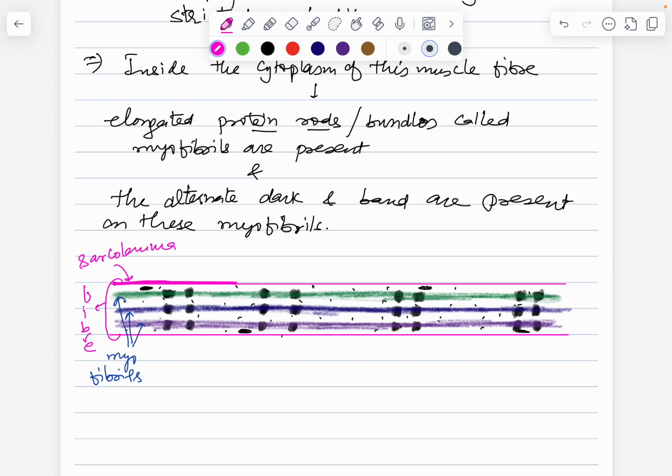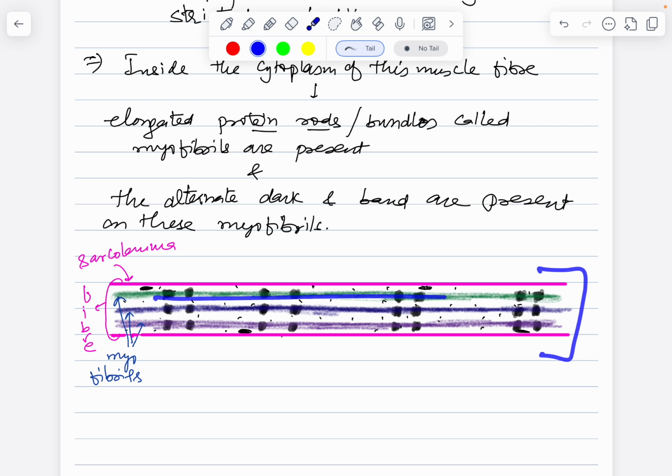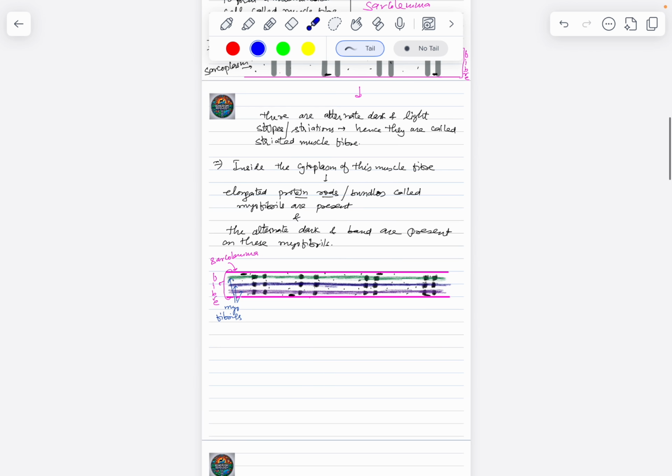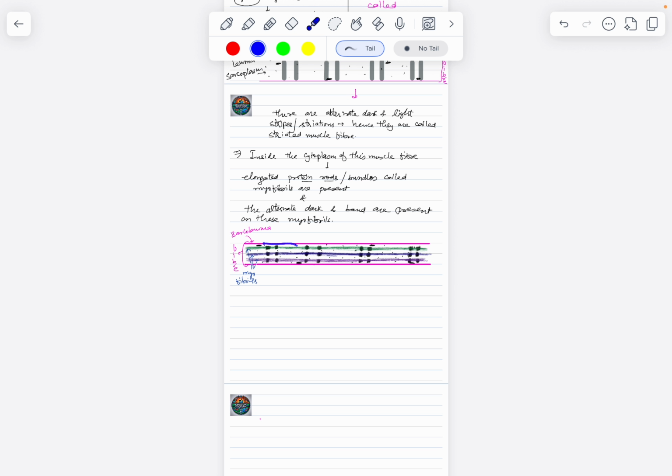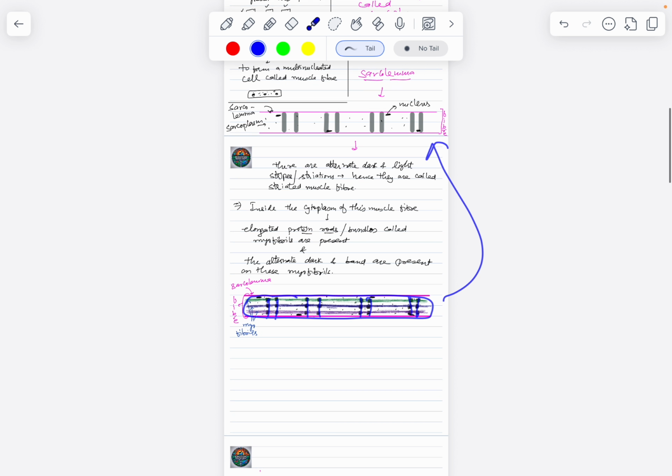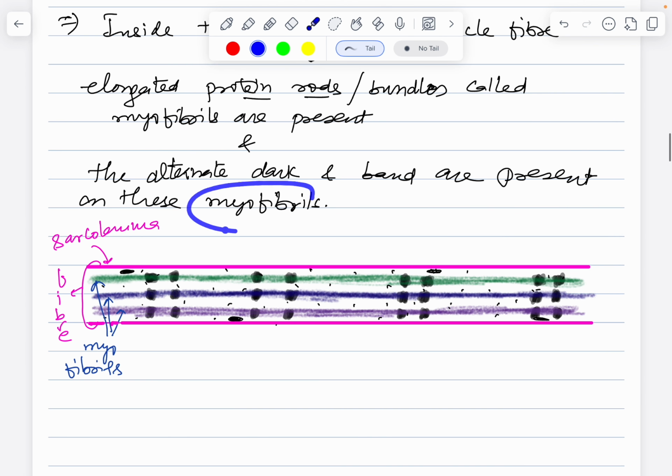Here's your cell membrane. Let us make it a bit thicker to understand that this is the boundary of the cell. So here's your cell. These are the myofibrils inside the cell. Where exactly are the dark and light stripes? On the myofibrils. But when you look at a zoomed out picture, it looks like the stripes are present on the cell itself, as drawn in this picture. In real view, we find out that the stripes are actually on the fibrils and are visible through the cell membrane.